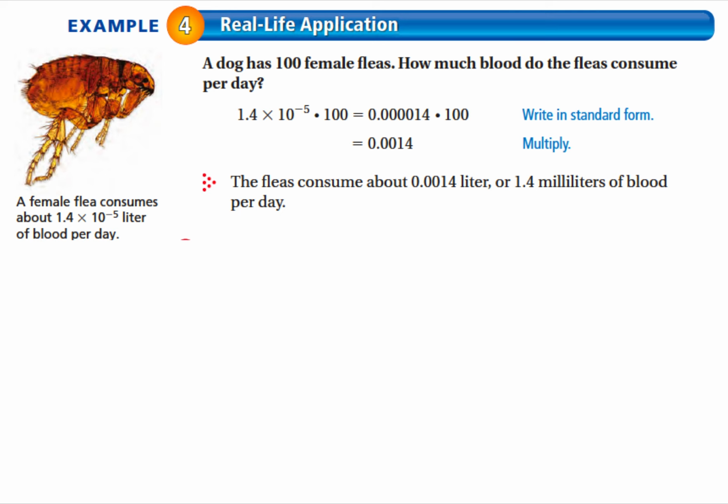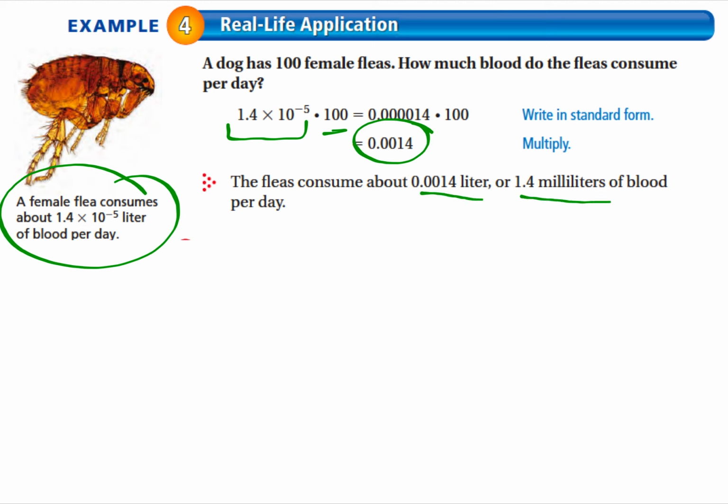A dog has 100 female fleas. How much blood do the fleas consume per day? We're told a female flea consumes 1.4 times 10 to the minus 5 liters per day. We go ahead and multiply the amount each one consumes by 100, and we get this answer, 0.0014 liters of blood, which is 1.4 milliliters of blood. It's going to make the dog itch quite a bit too.